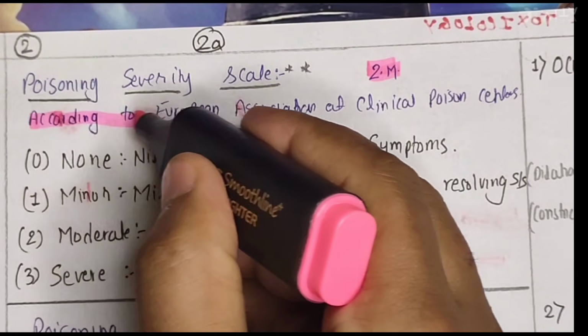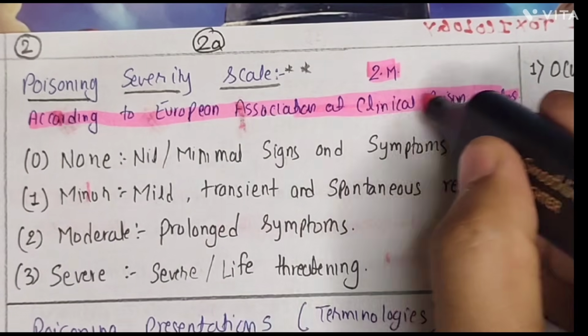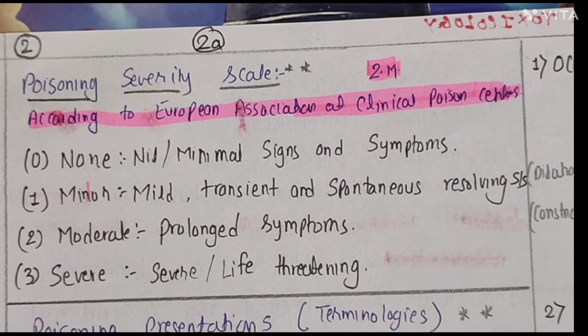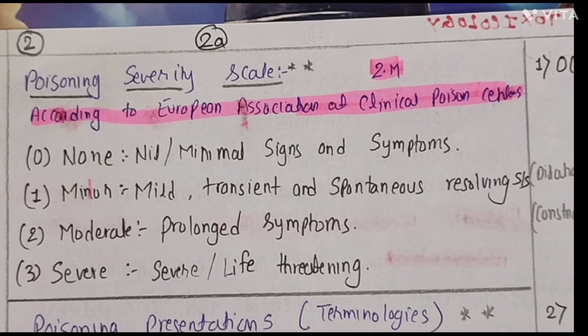We have a lot of scales, but we are not going to break our head over all of them. We are going to discuss the European Association of Clinical Poison Centres, where they categorize the severity of poison into 4 different classes. One is none. None का मतलब क्या होता है? Which means there are minimal signs and symptoms, or sometimes there may be no signs and symptoms. Yes, but there is a history that the person has been exposed to the toxins. That type of condition is called none, or 0 score.